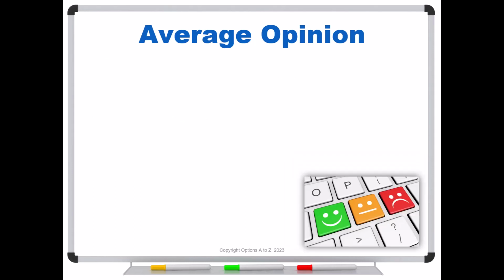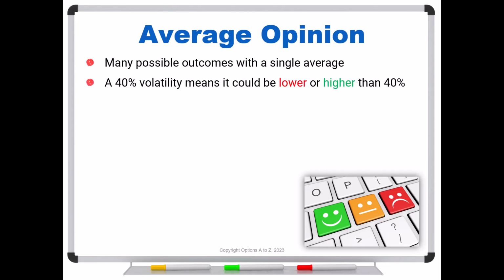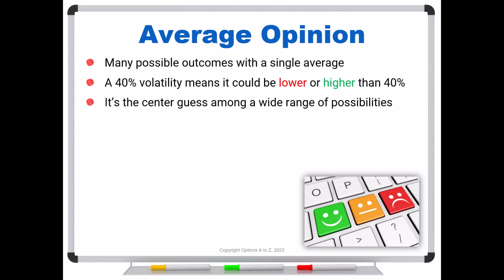We are looking at the average opinion. That's what the implied volatility is showing. And you have to understand that there are many possible outcomes with a single average. So for example, let's say a 40% volatility means it could be lower or higher than 40%. The crowd isn't necessarily saying that it's going to be 40%. They're just saying this is our best guess. It's the center guess, or the average, among a wide range of possibilities.